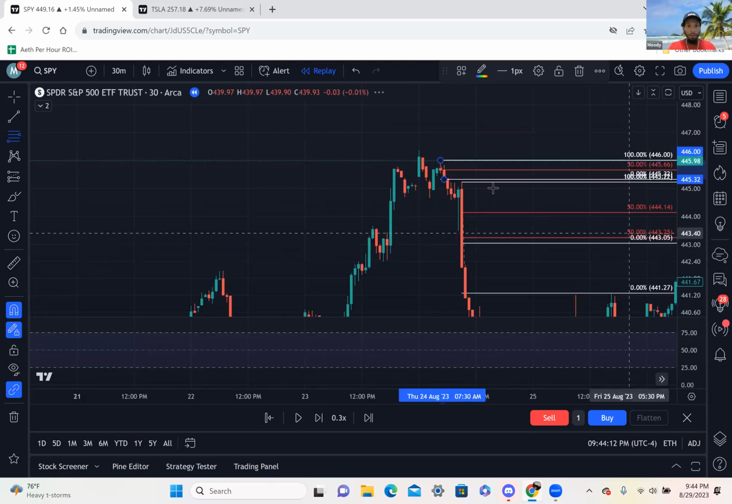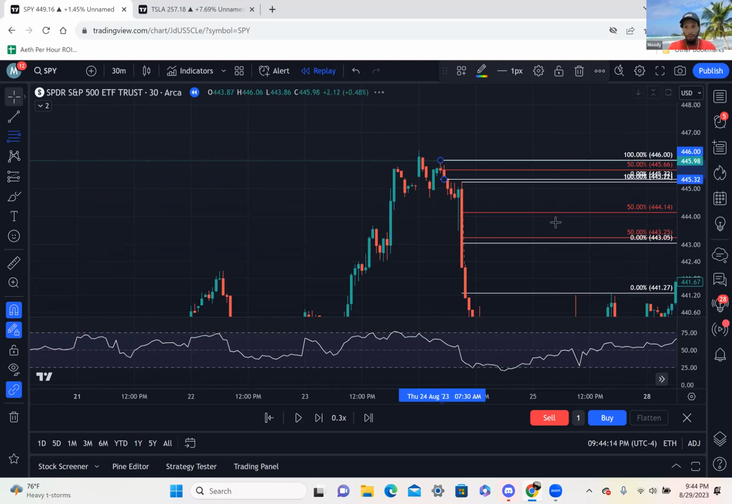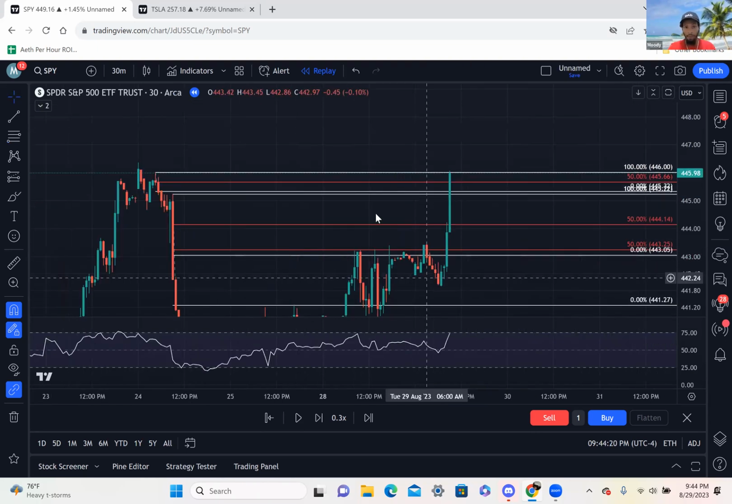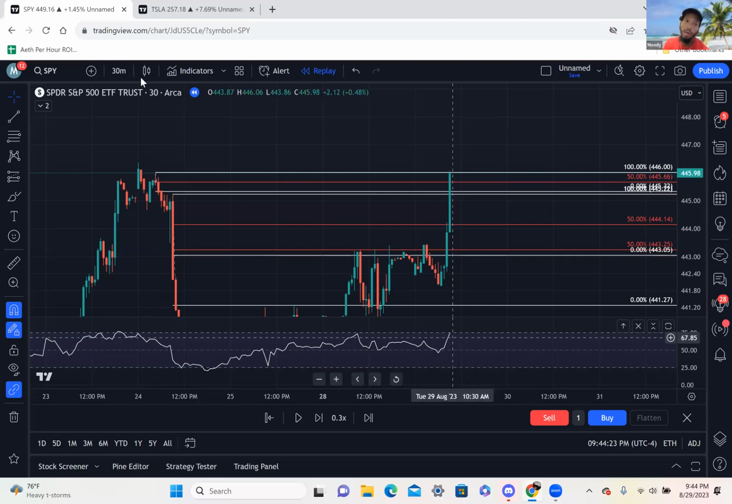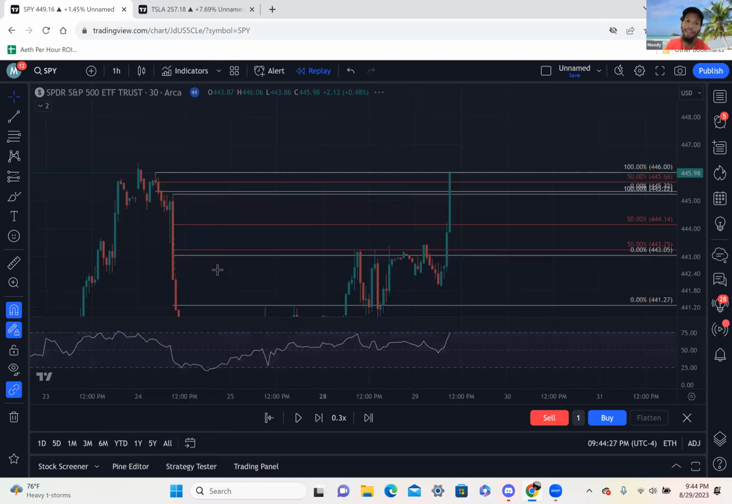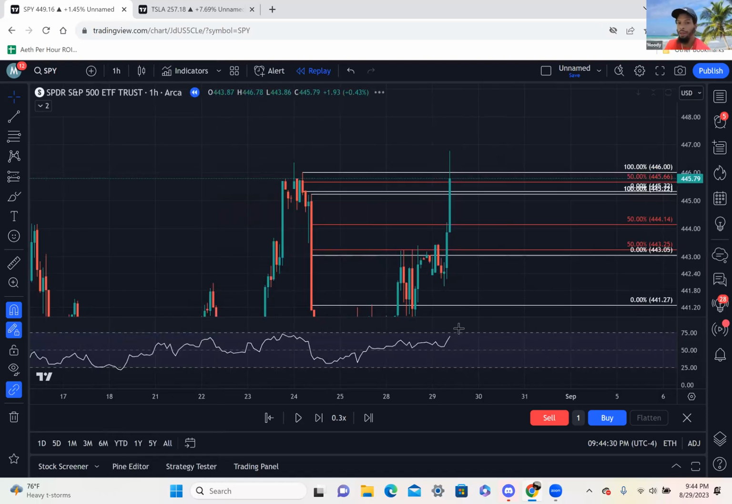Bada bing, bada boom. So from there, we see we hit the top of that range, even the one that we created. We're overbought here. You got to move to your hour. It's that easy. It's like, okay, dang, the 30 minute needs to retrace. You know that 30 minute needs to retrace.